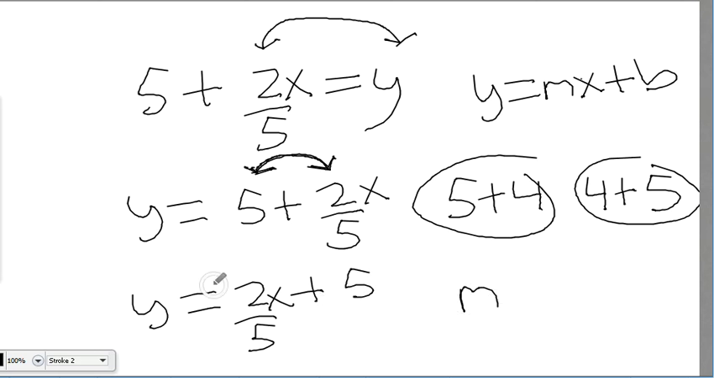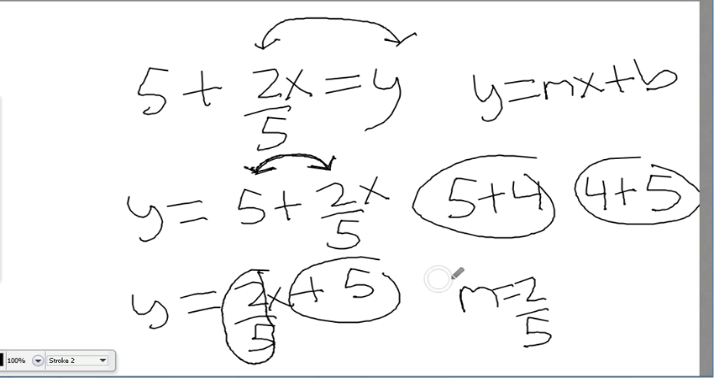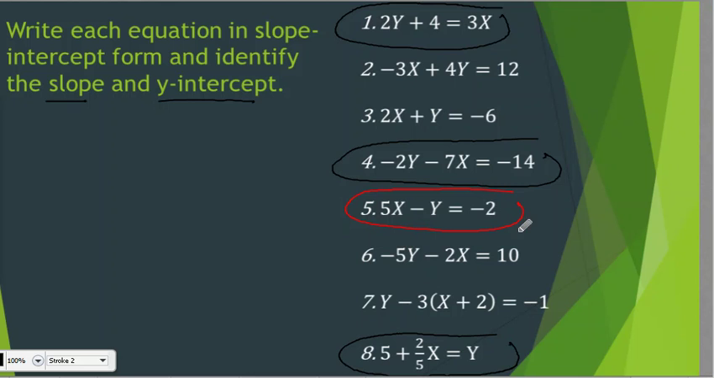So now the slope of this line is 2 over 5, and the y-intercept is 5. Okay, so for your quiz, I want you to do number 2, number 3, number 6, and number 7. You are putting each of these in slope-intercept form. It would probably be best if you come into a breakout room and do these on the board for me so I can make sure that you are doing them correctly.